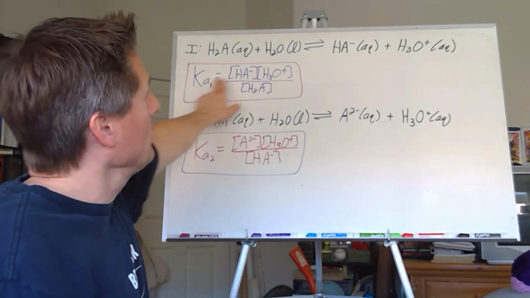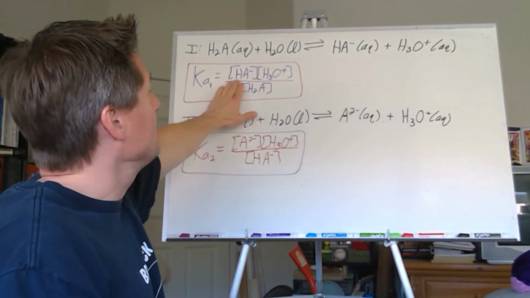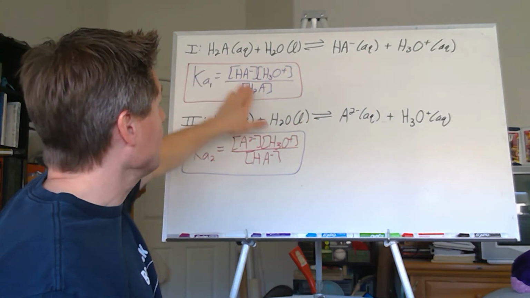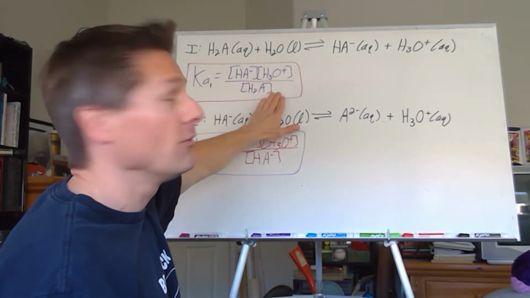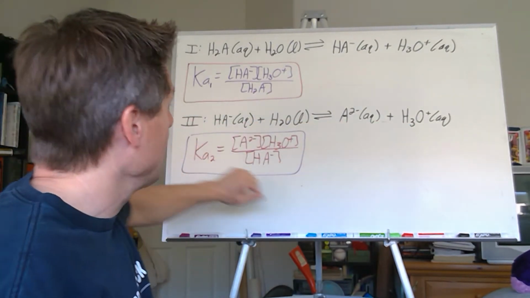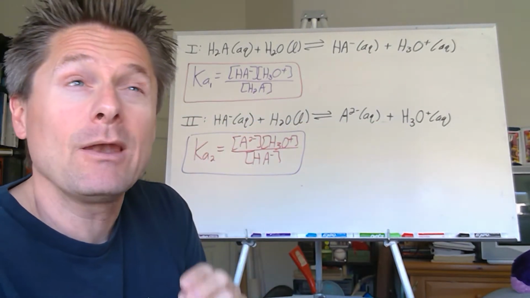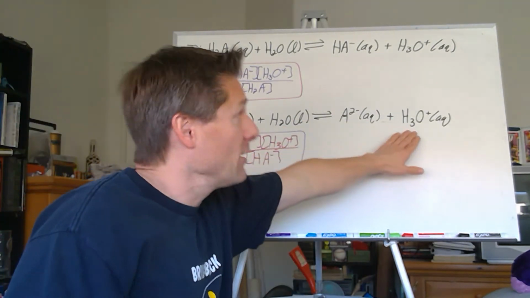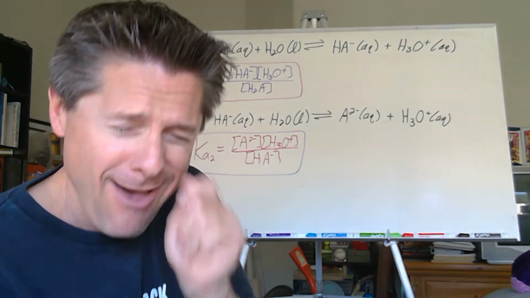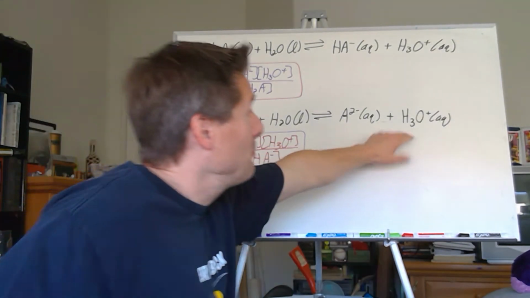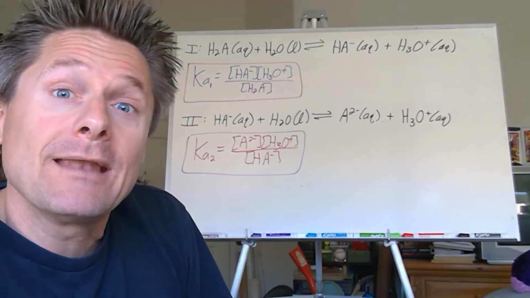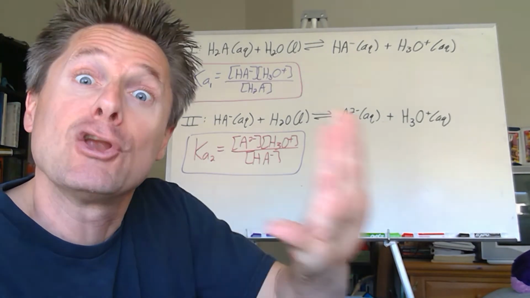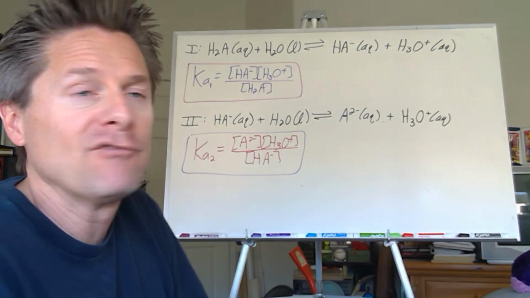So the Ka1 will just be the products, the HA minus times the hydronium ion raised to the power of 1, over the reactant, the original diprotic acid. We don't include the water, right? And for the second ionization step, which we're assuming is negligible, we're not assuming it doesn't happen. It does happen. It's just that the amount of hydronium you get is so tiny. How tiny is it? It's so tiny compared to that, we can ignore it, right? We're not assuming it's not happening. We're just assuming it's so small we can ignore the contribution of the hydronium ion from step 2.